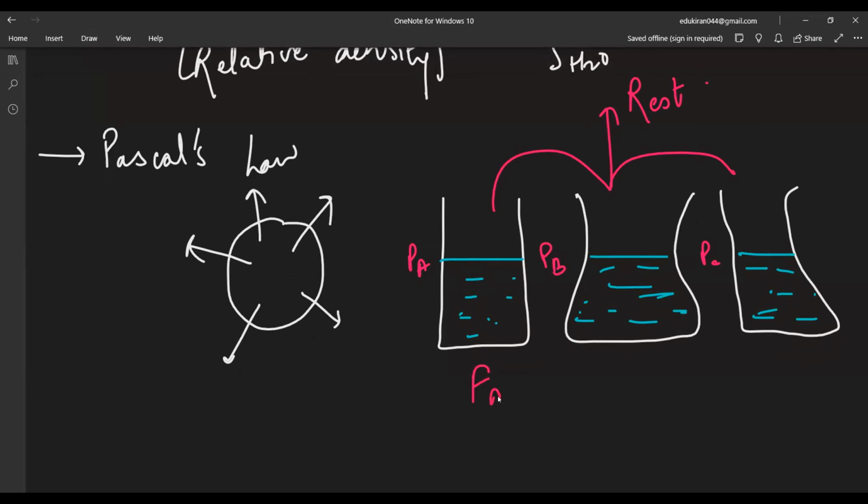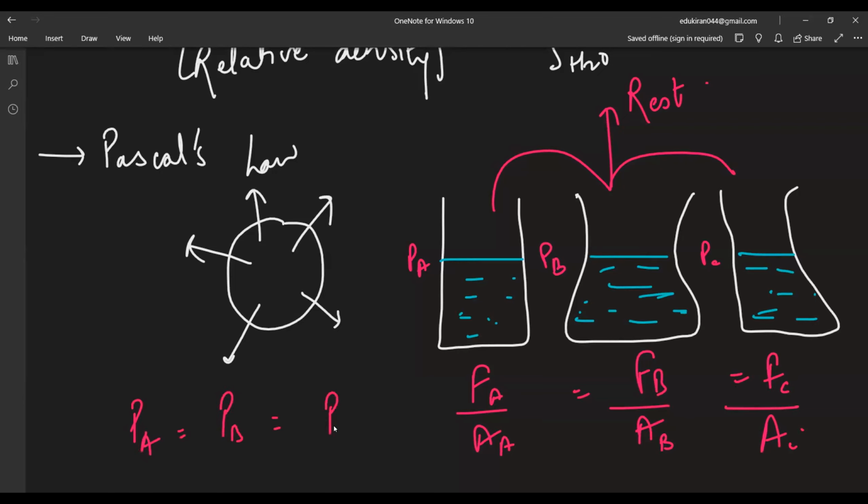Basically, whatever will be the force on A by the area of A will be equal to the force on B by the area of B, which will be equal to the force on C by the area of C. All these pressures, that is PA is equal to PB is equal to PC. Clear? This is how you have to take.